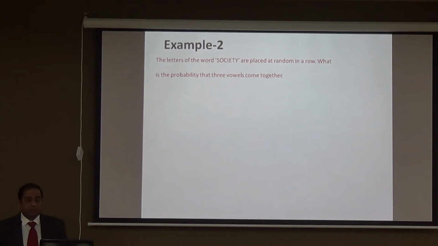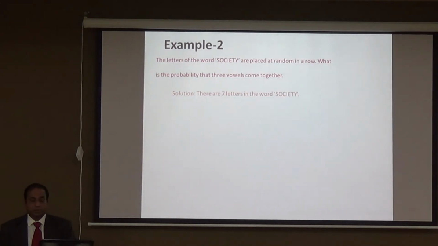The letters of the word society are placed at random in a row. What is the probability that 3 vowels come together? Solution for this will be, there are 7 letters in the word society. These 7 letters can be arranged in a row in factorial 7 ways.